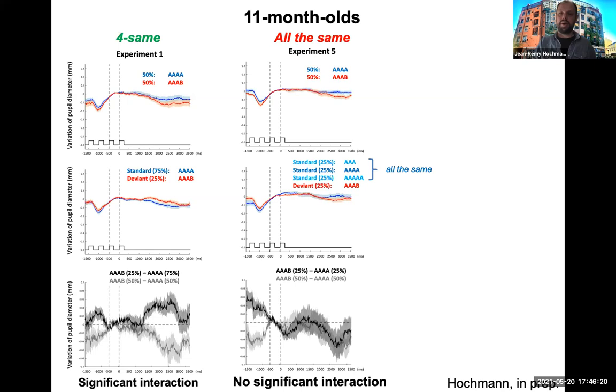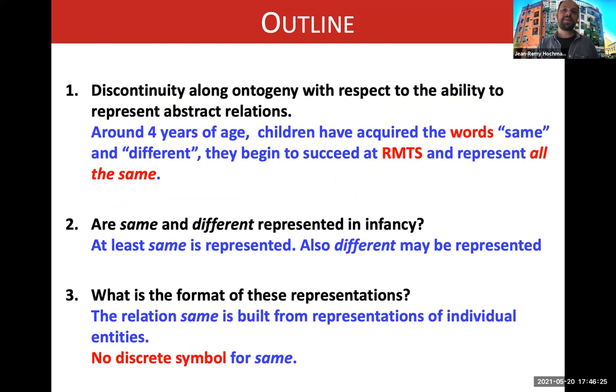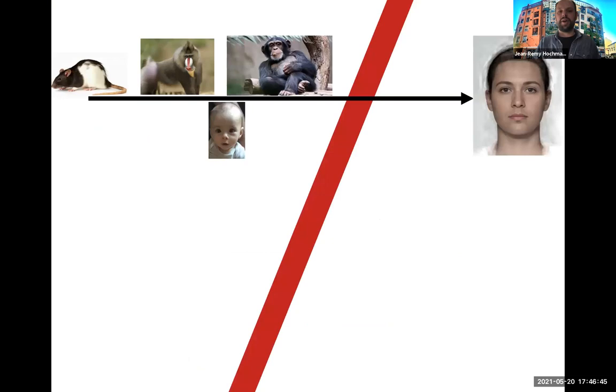So what I take from this series of experiments is that the way infants represent same is by representing only individual entities, right? There's no discrete symbol for same here. The way they build the relation same is by putting next to each other representations of the individual entities, by repeating this abstract variable.